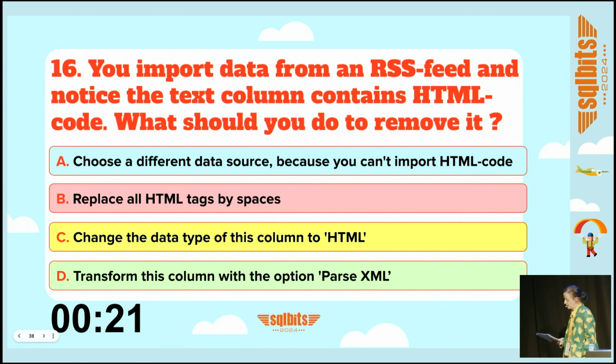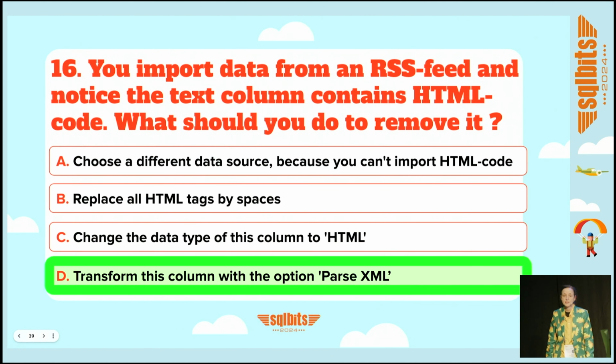16. You import data from an RSS feed and notice the text column contains HTML code. What should you do to remove it? A, choose a different data source because you cannot import HTML code. B, replace all HTML tags with spaces. C, change the data type of this column to HTML. Or D, transform this column with the option parse XML. I see a lot of C's and I see a lot of D's, but it's D, indeed. There is no data type column of HTML. And the other two don't make sense.